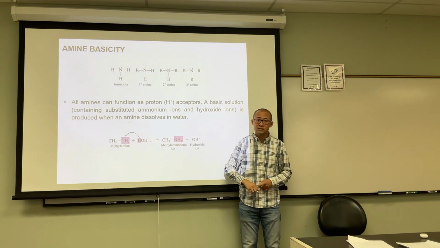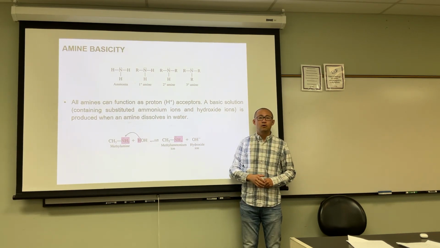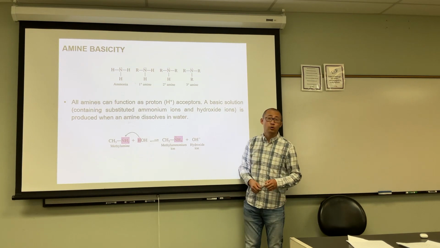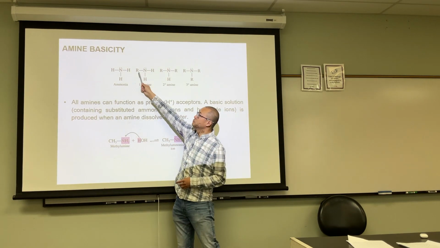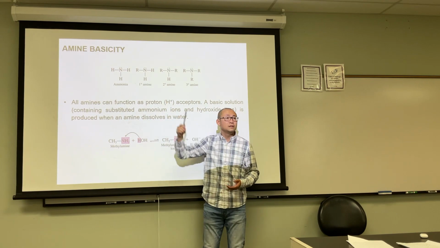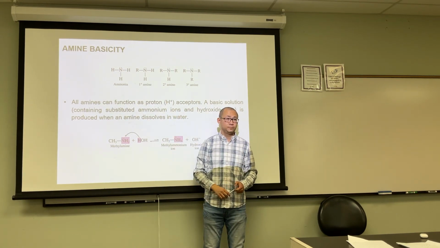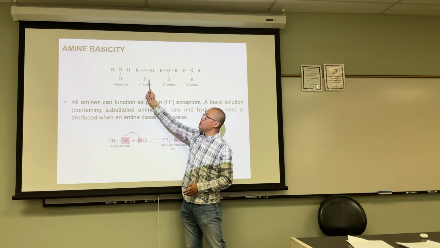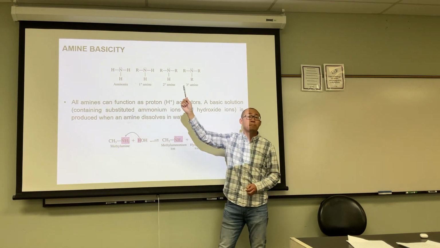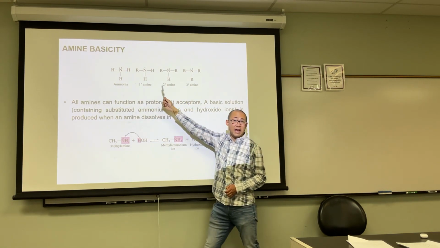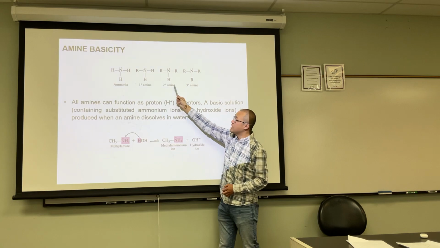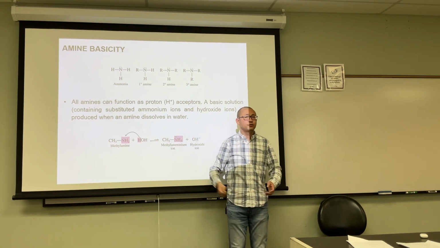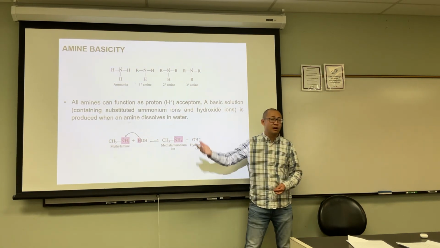If we replace any one of the hydrogens, at least one, with a carbon group with an R, what we get is an amine. Depends on how many R's are replacing the hydrogens. We have primary amine, secondary amine, and what? Tertiary amine. Okay, those are what we started last time.